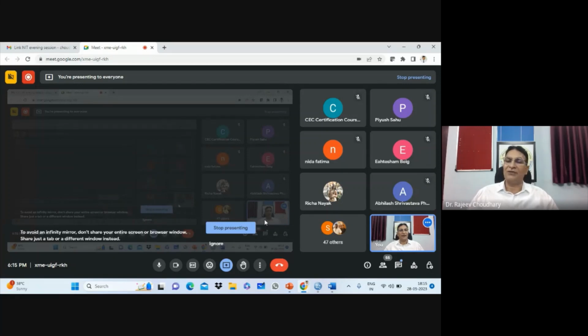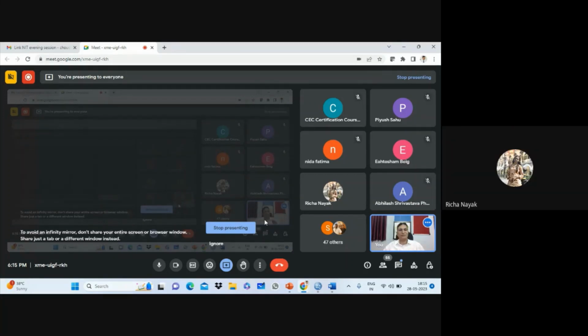You will find in Scopus indexed, Web of Science indexed or PubMed indexed journals, the effect size is given. You may calculate the size of the effect. What is the size of the effect? The significant effect may be of small size, that may be a medium size, that may be a large size. Is it okay? Yes, sir.